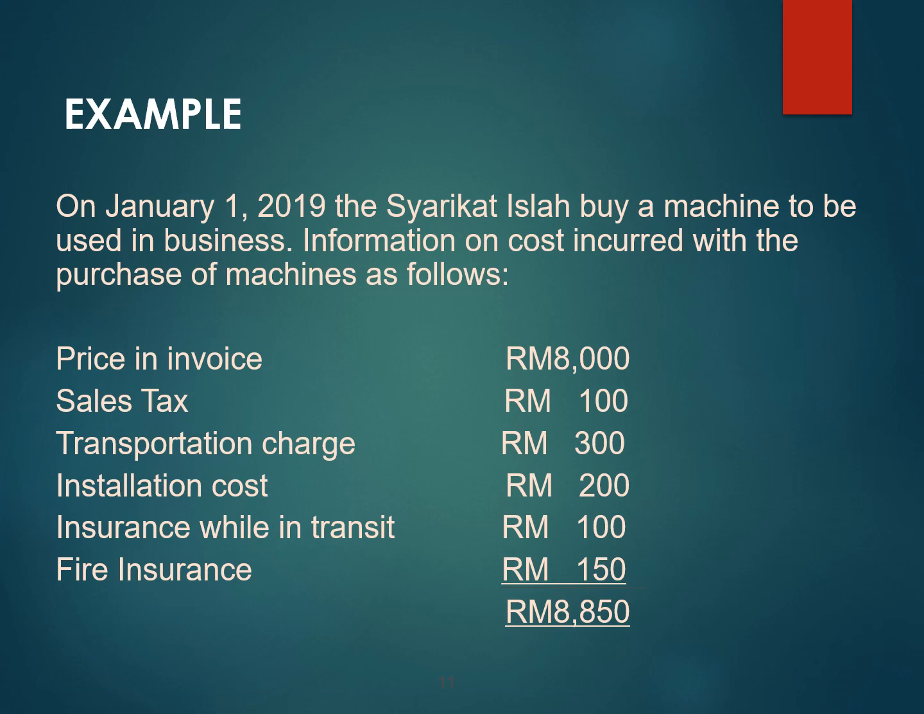Okay, let us go to the example here. On January 1st, 2019, Syarikat Islah buys a machine to be used in business. Information on costs incurred with the purchase of the machine is as follows. The listed costs: price in invoice, sales tax 100, transportation charge, installation cost, insurance while in transit, and also fire insurance. The total cost altogether is 8,850. So how do we calculate and record it?